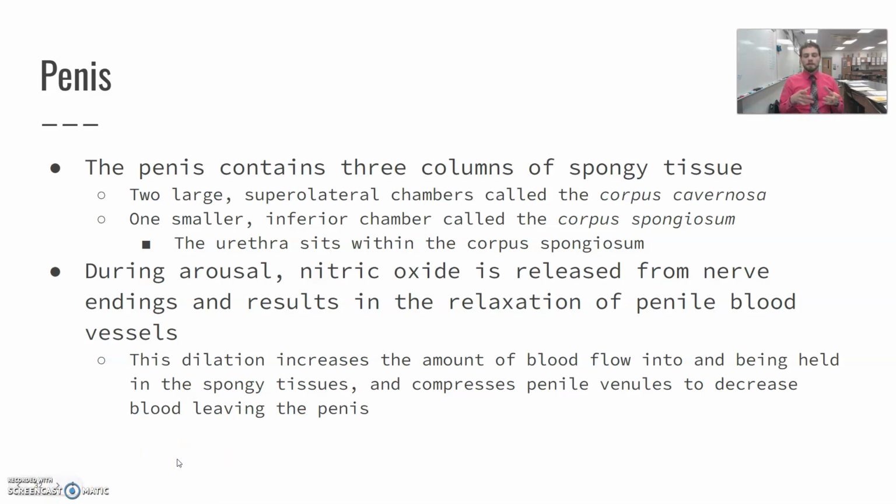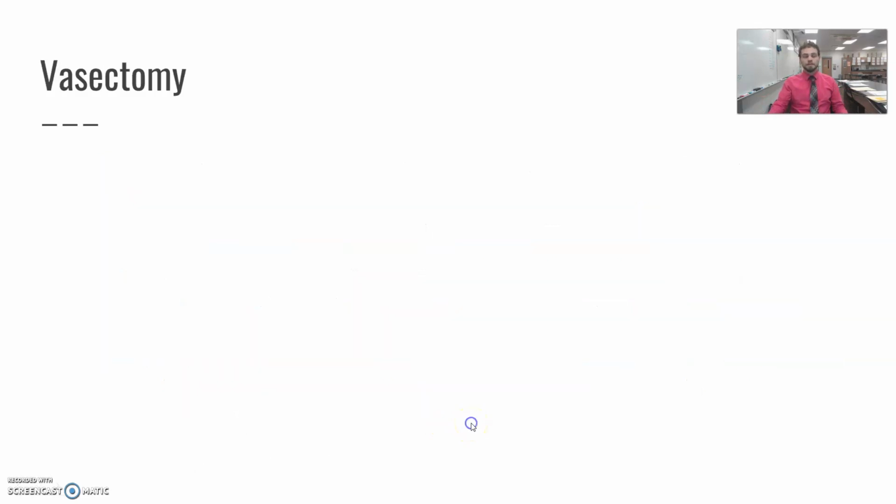So you have these penile arteries that are dilating. You're getting a lot of blood flow into these spongy tissues, but the venules are being compressed, and so you have much less blood leaving. You have excess blood being basically stored in the penis, and that is what is going to allow for an erection.